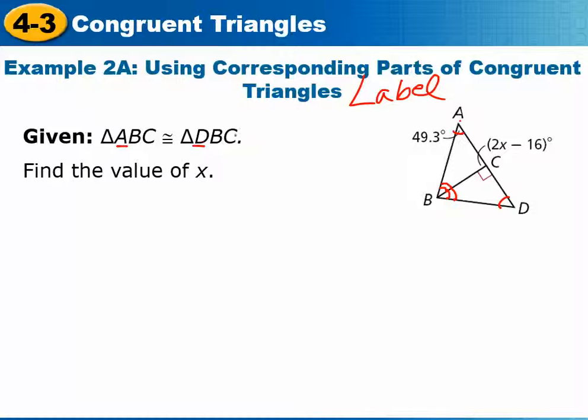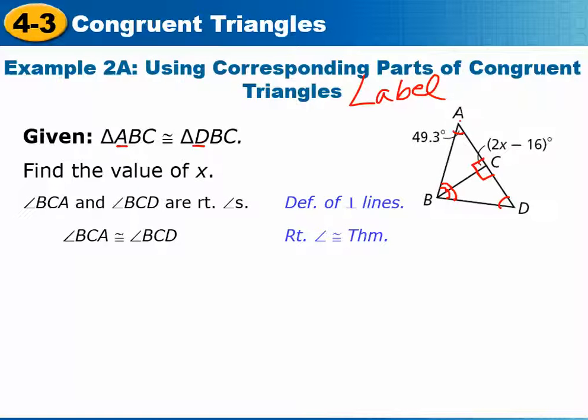And then C, well, if this one is 90 degrees, then this one's going to be 90 degrees because they form a straight line, which is 90 degrees. So that means that we know that angle ACB is going to be equal to 90. And that's going to be very helpful information for us. We're supposed to be finding the value of x.